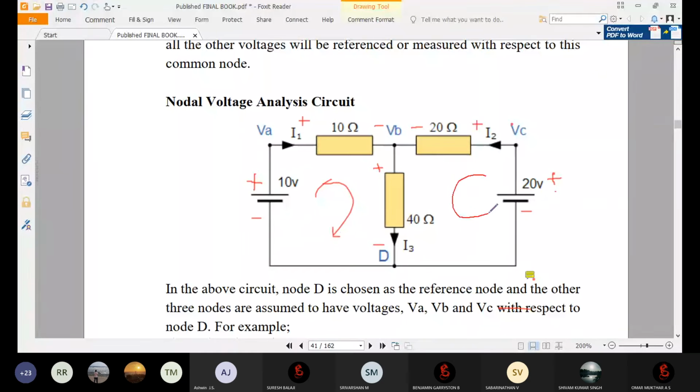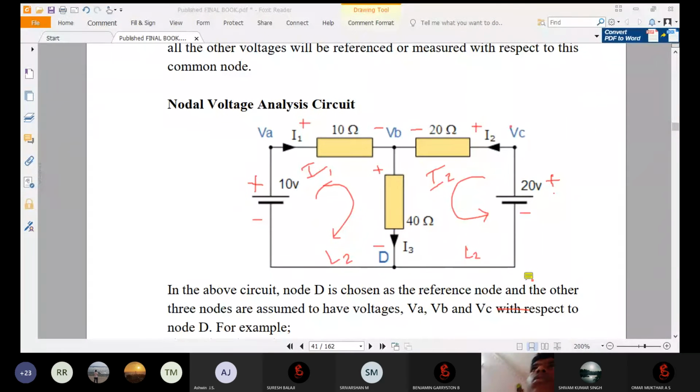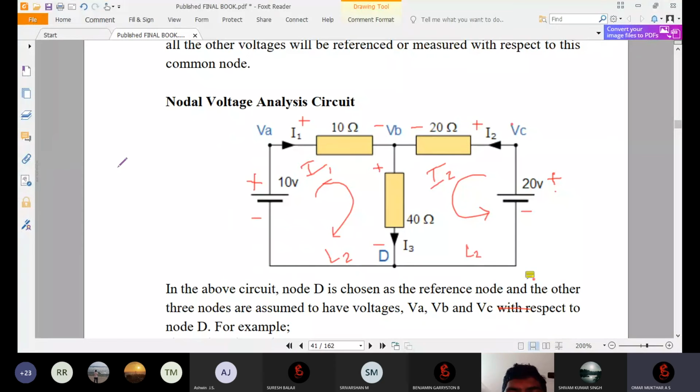Similarly, for this loop also, the current is like this: I1, I2. Mention the component I2 here, and this is your I1, and this is loop 2. This is loop 1. Just find I1 and I2 so that you can easily find your I3. I3 is nothing but I1 plus I2. What are your I1 and I2? Tell me the answer.